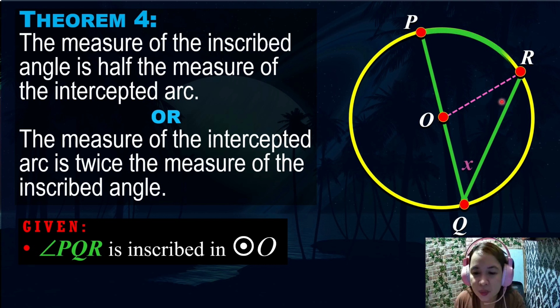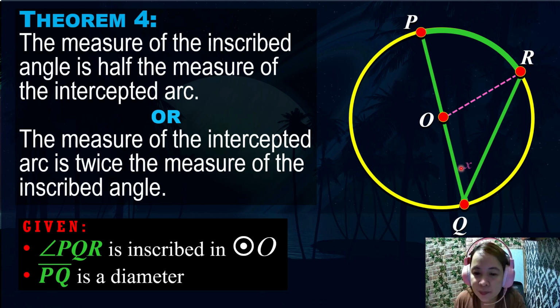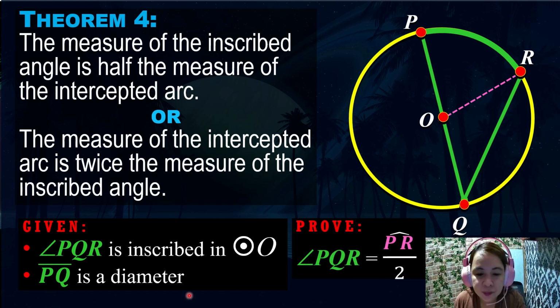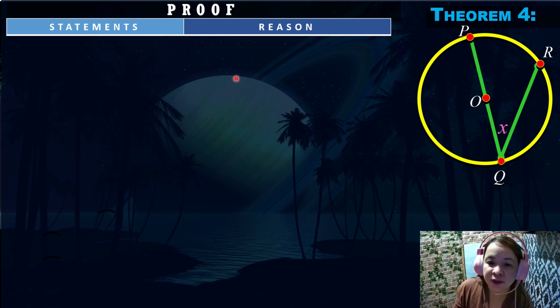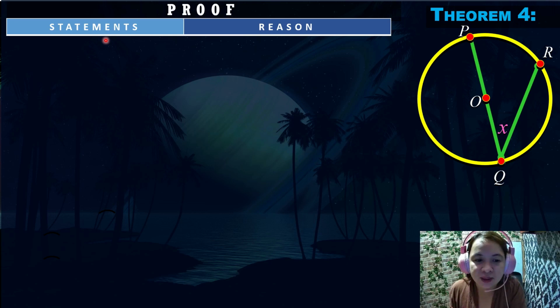Angle PQR is inscribed in circle O. Chord PQ is a diameter. Now, we are going to prove angle PQR is equal to the arc PR divided by 2. Naalala nyo ba yung tinuro natin nung nakaraan, yung sa central angle? Or how are you going to make a 2-column proof for proving theorems? So, on the left side, we have the statement, and on the right side, we have the reason.